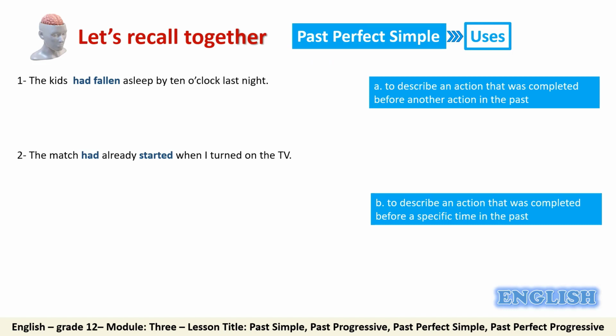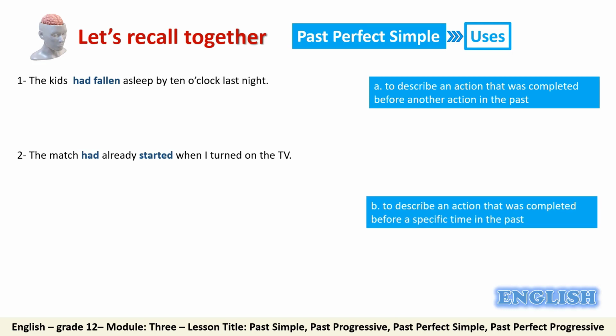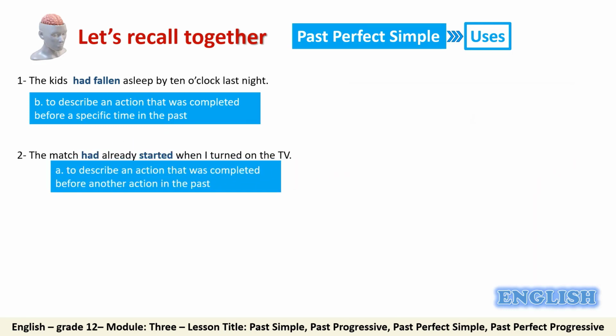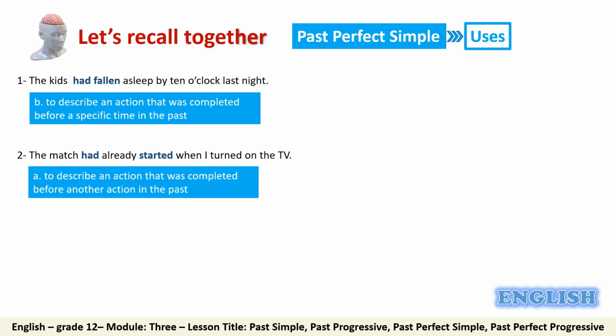Well done. Let's see the answers. Sentence number 1. Can you tell me why the past perfect simple is used in this sentence? Excellent. It is used to describe an action that was completed before a specific time in the past. And of course, for the second sentence, the past perfect simple is used to describe an action that was completed before another action in the past.